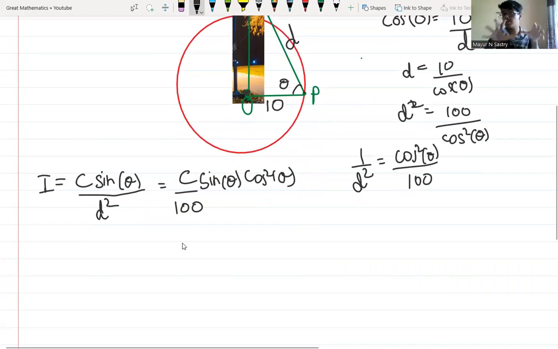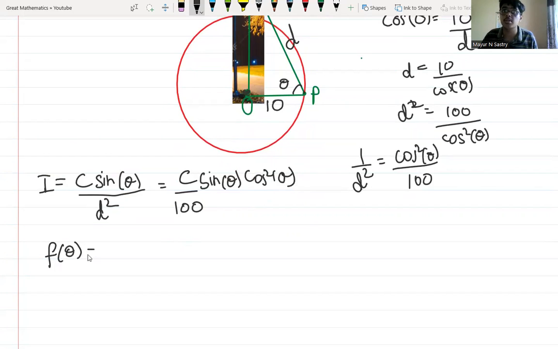Notice that c by 100 in the expression for illuminance is obviously a constant. So now what I need to do is to maximize sine of theta times cosine square theta. So I'm going to consider a function f of theta equals sine of theta cosine square theta, which I have to maximize. And when it comes to maximizing a function's value, then we need to resort to calculus.